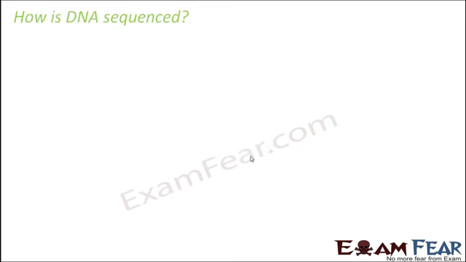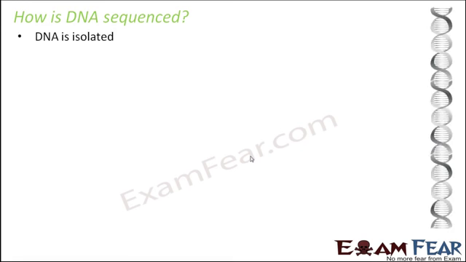Now the most important question is, how is DNA sequenced? We have been talking about DNA sequencing since the time we started discussing the Human Genome Project. But what do we actually mean by DNA sequencing? That is just finding out the sequence of the nitrogenous bases present in DNA. But how exactly do we do it? Is it that easy to do? What is the process that we follow to do this?